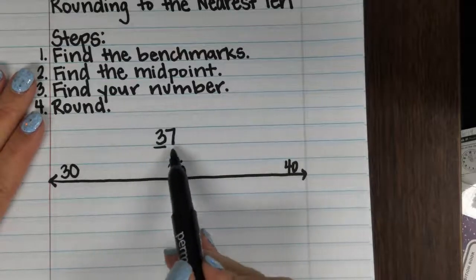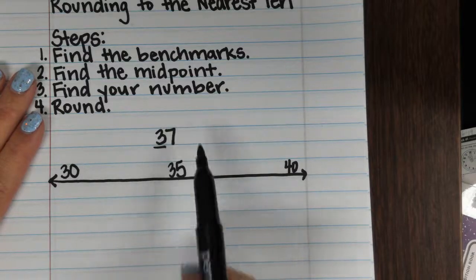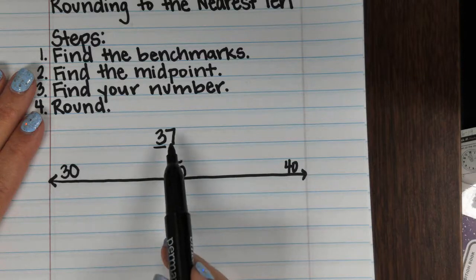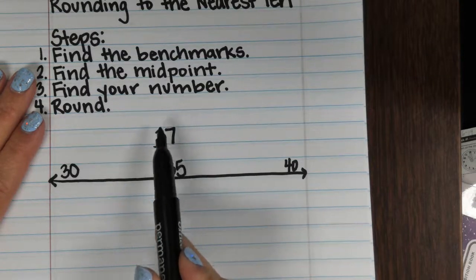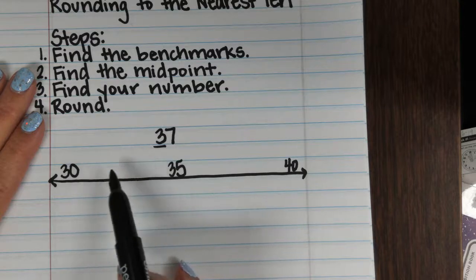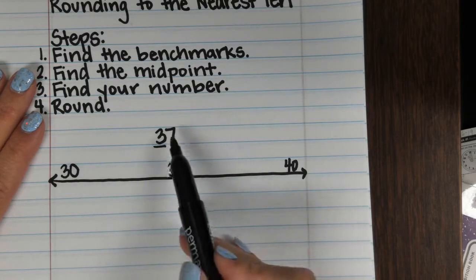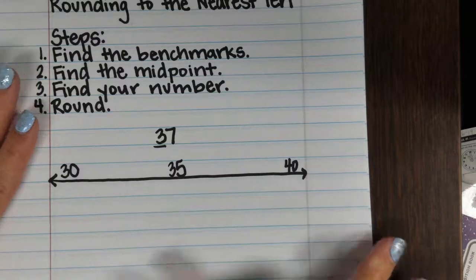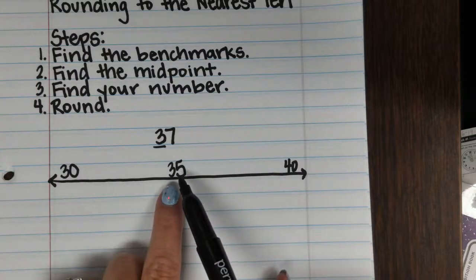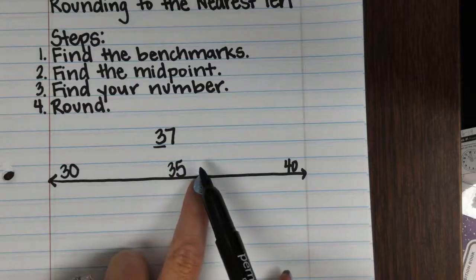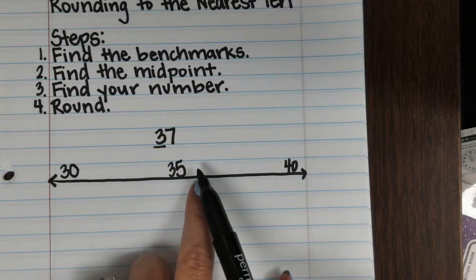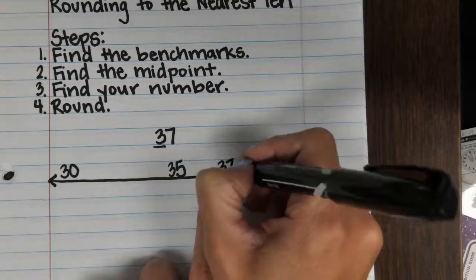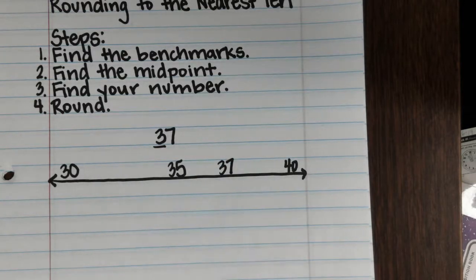Now, our number is 37. I'm going to use the midpoint to help me figure out where 37 would go. Is 37 less than 35? Or is 37 greater than 35? Greater. Okay, so in fact, if I start at 35 and count on, what would come after 35? 36, and then the next spot over would be 37. So let's go ahead and add that to our number line.